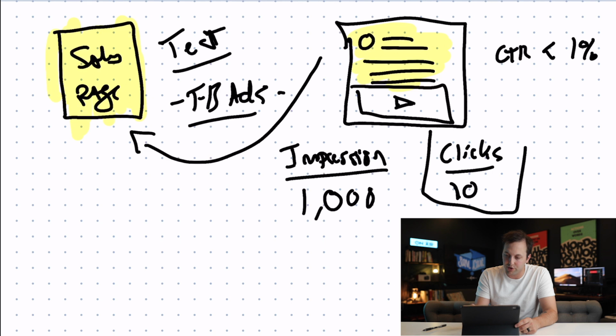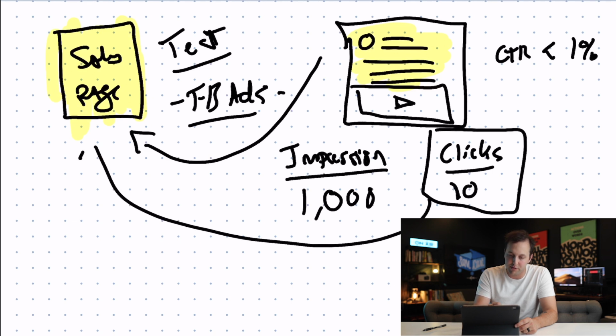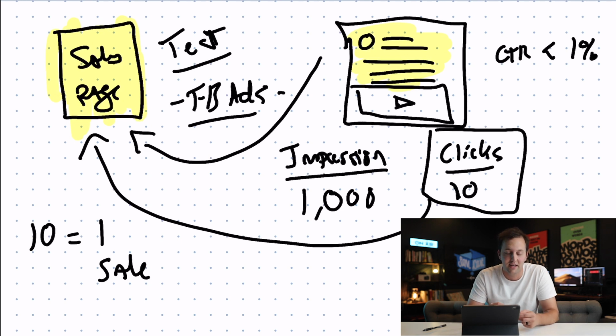The clicks are the people who have come over to my page, and now you can judge out of those clicks: did my 10 clicks turn into one sale? You can't expect too much better than that. A 10% conversion rate would be pretty dang good. It's probably going to be a lot lower than that, and that's fine. But this is how you should be thinking about Facebook ads, okay? This is all it is.